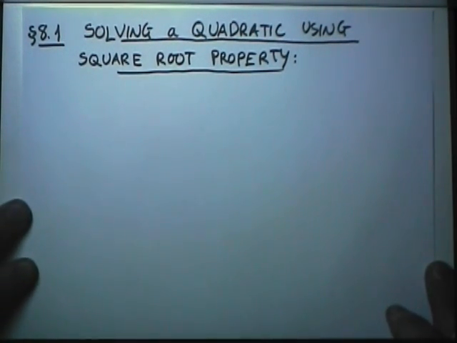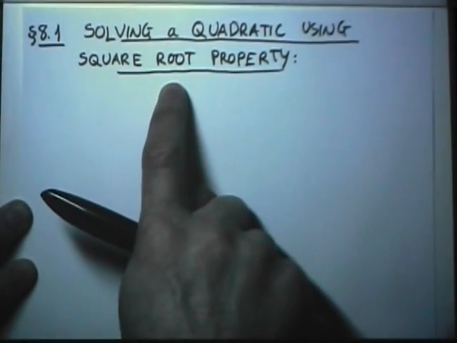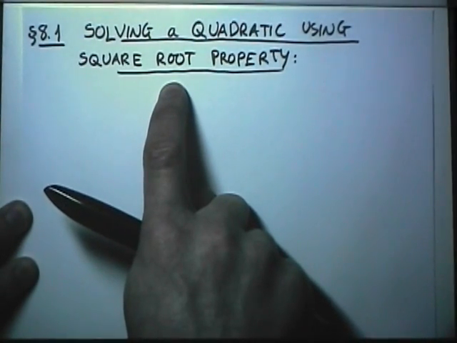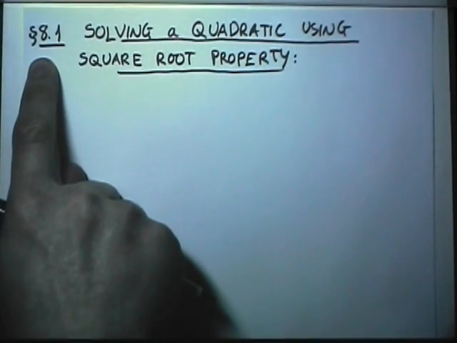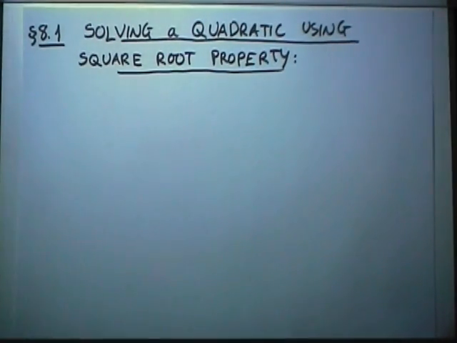So we're now looking at the technique of solving a quadratic equation using the square root property. This is material that can be found in section 8.1 for intermediate algebra, MAT 1033.